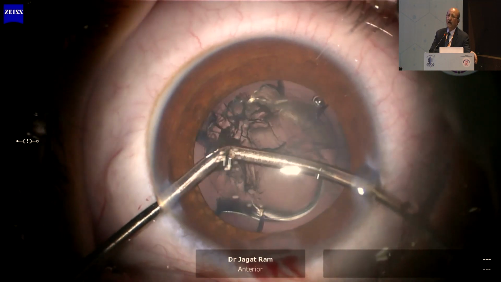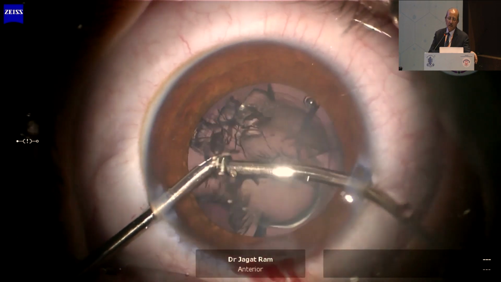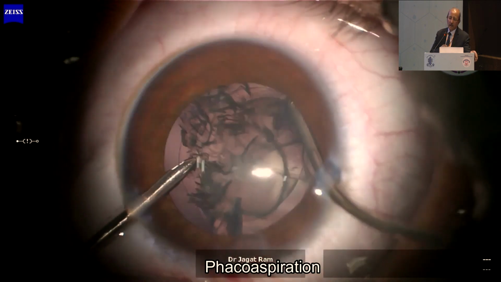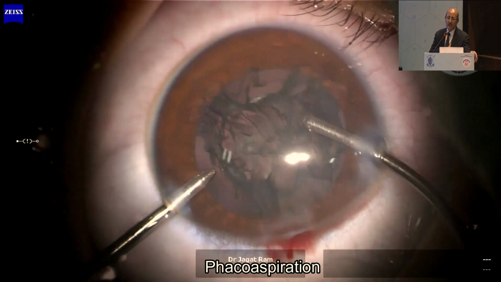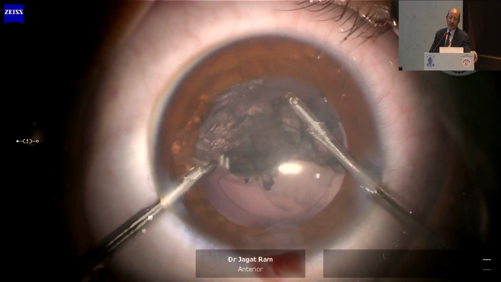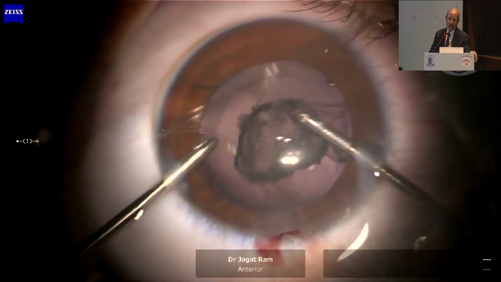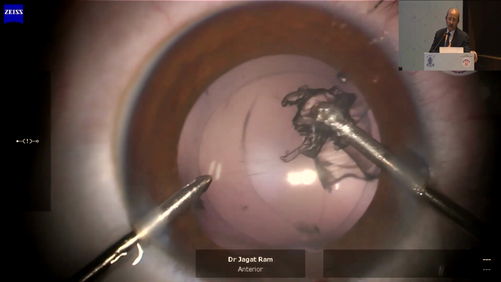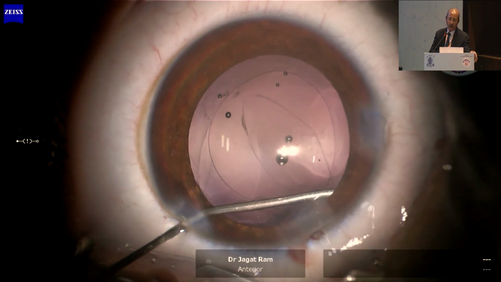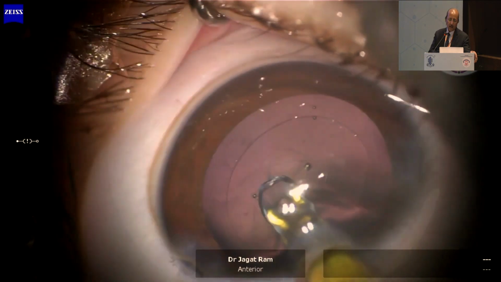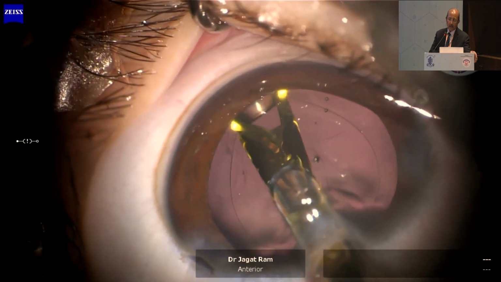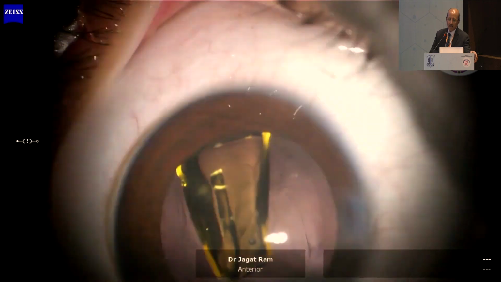Then limited hydrodissection. If you do very vigorous hydrodissection, you will create more disturbance, because there is already a PCR, posterior capsular rupture. So here I have done it more carefully, and as expected there was a PCR, and then the IOL is implanted into the capsular bag.